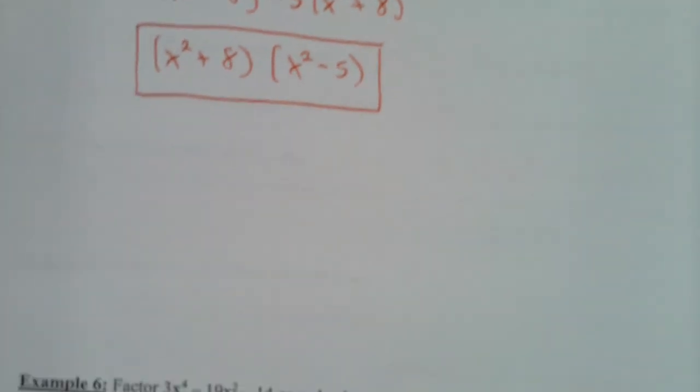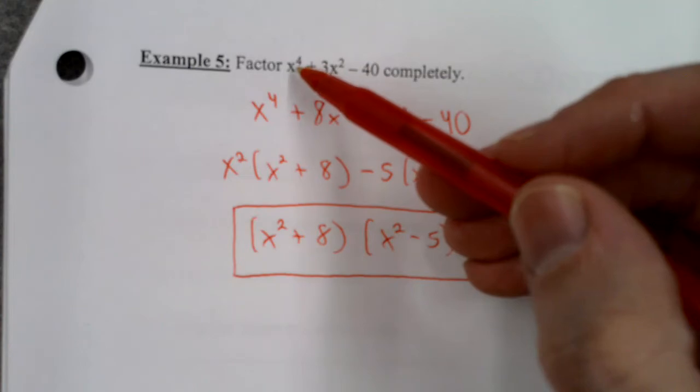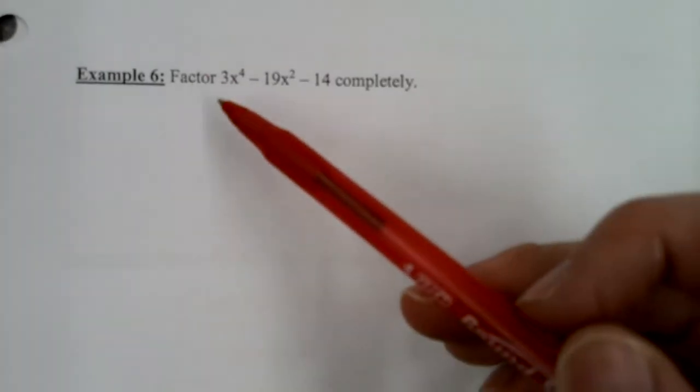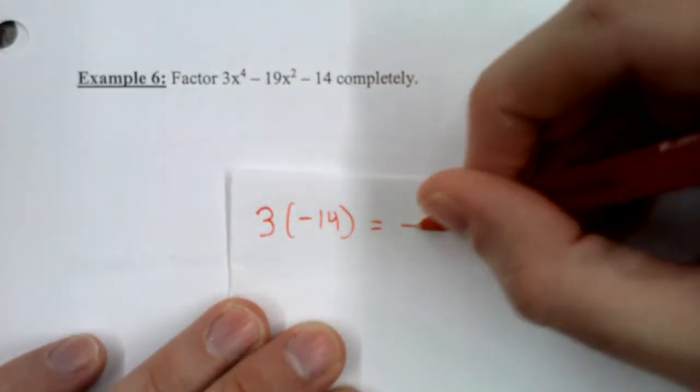Okay. This next one, a little trickier. First thing you're going to do is, it's kind of like when we did 3x squared minus 19x minus 14. First thing you're going to do is you're going to do 3 times negative 14. So in example 5 and example 4, you did not have to do this because it was 1x to the 4th power. But this one's not 1x to the 4th power. So first you're going to do 3 times negative 14. That equals negative 42.